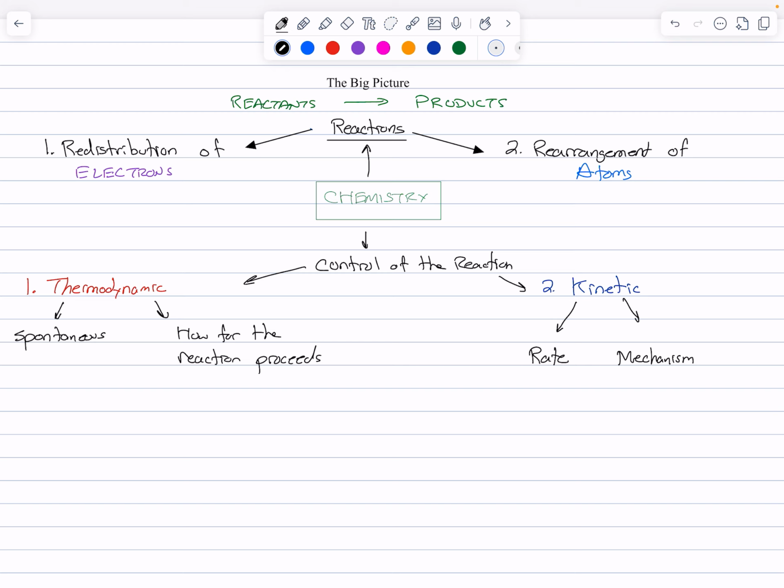If you live in the southeast where I live, and you have anything metal outside, it's going to rust. You don't have to worry about it. It's just going to happen. And so that's a spontaneous reaction. That's unwanted. Now, with this thermodynamics, how far the reaction proceeds, there's something else here that we've learned previously in Chem 1. We learned about delta H, enthalpy.